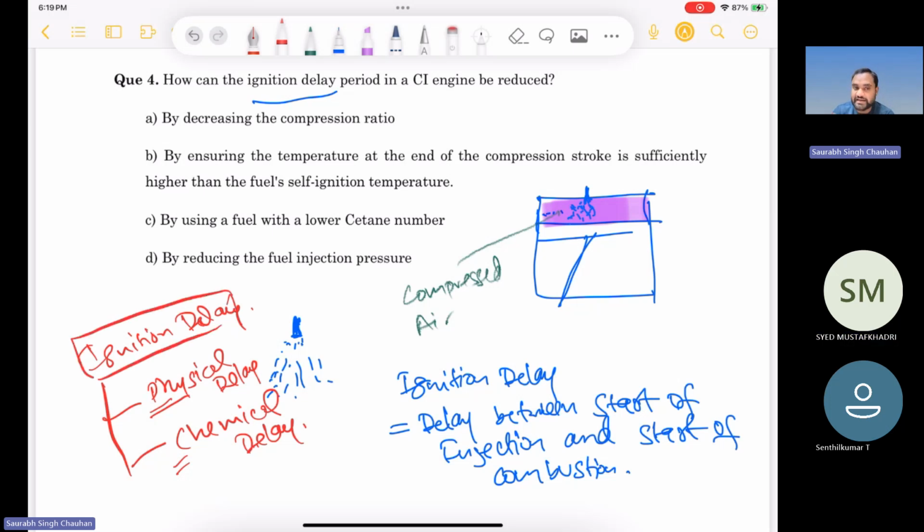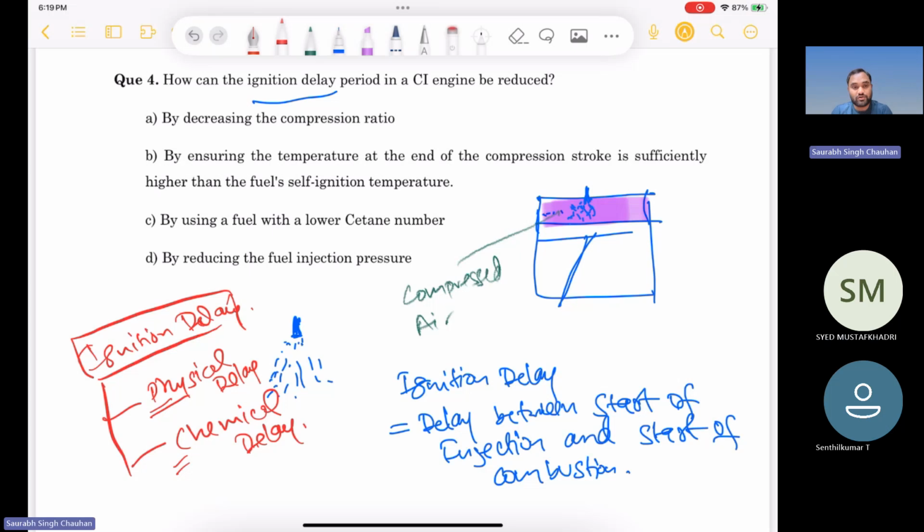For example, at higher temperature, evaporation will be higher, so the delay will be reduced. Why? Because at higher temperature, better evaporation means better mixing. Also, the rate of certain chemical reactions depends on the temperature. At higher temperature, most of the reactions occur at higher speed. There are certain reactions whose rate is lower at higher temperature, but most of the reactions are accelerated at higher temperature. So most of the time, increasing the temperature will reduce the ignition delay.